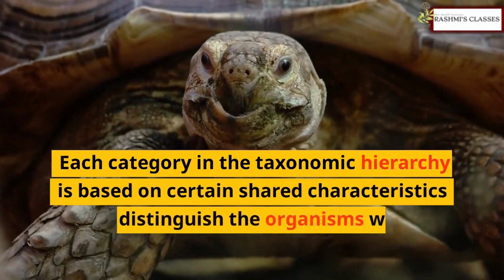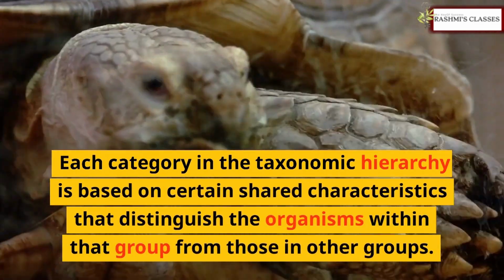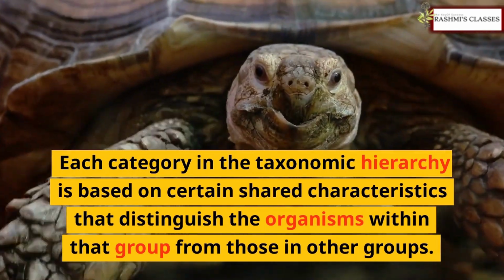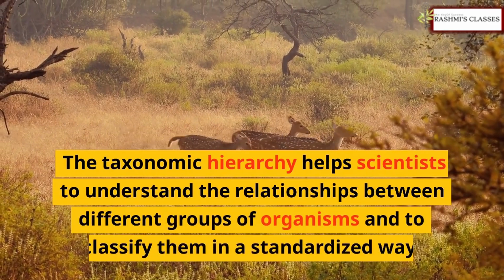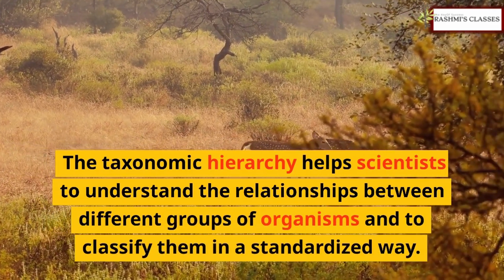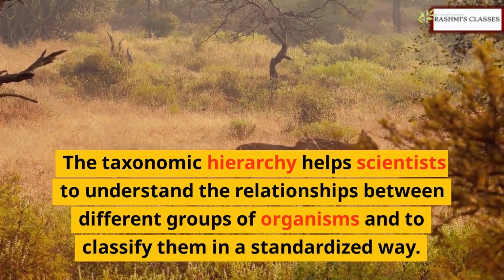Each category in the taxonomic hierarchy is based on certain shared characteristics that distinguish the organisms within that group from those in other groups. The taxonomic hierarchy helps scientists to understand the relationships between different groups of organisms and to classify them in a standardized way.